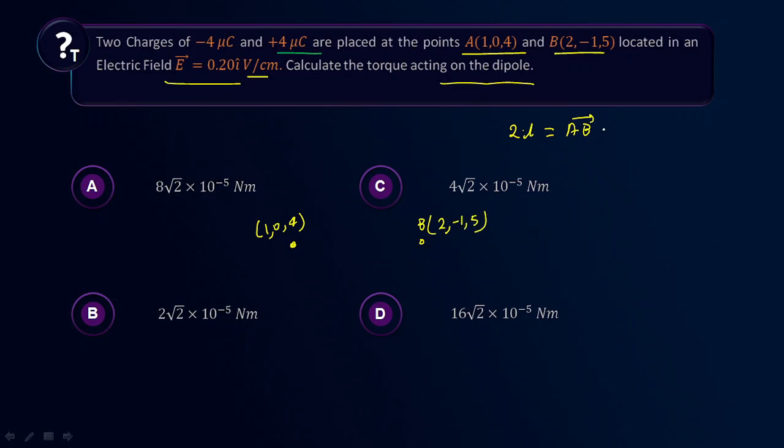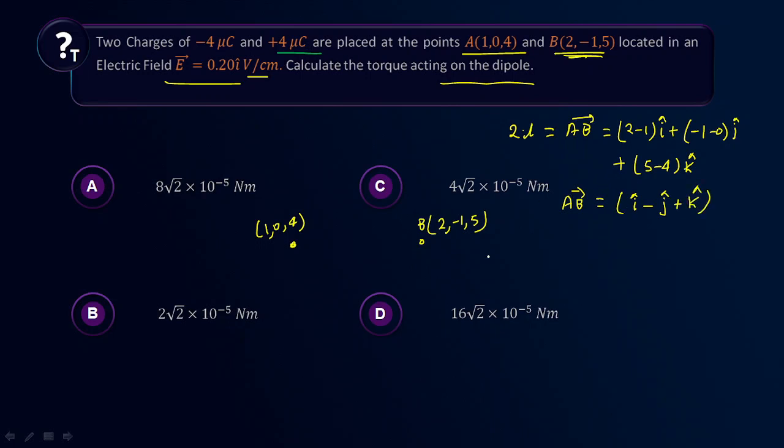So AB will be equal to, along the x-axis, final minus initial. The positive charge is at point B, so from the negative towards the positive charge we write it. So we write (2 - 1) i cap plus, along the y-axis, (-1 - 0) j cap, and along k cap, (5 - 4) k cap. So we got the separation AB equal to i cap minus j cap plus k cap, right?